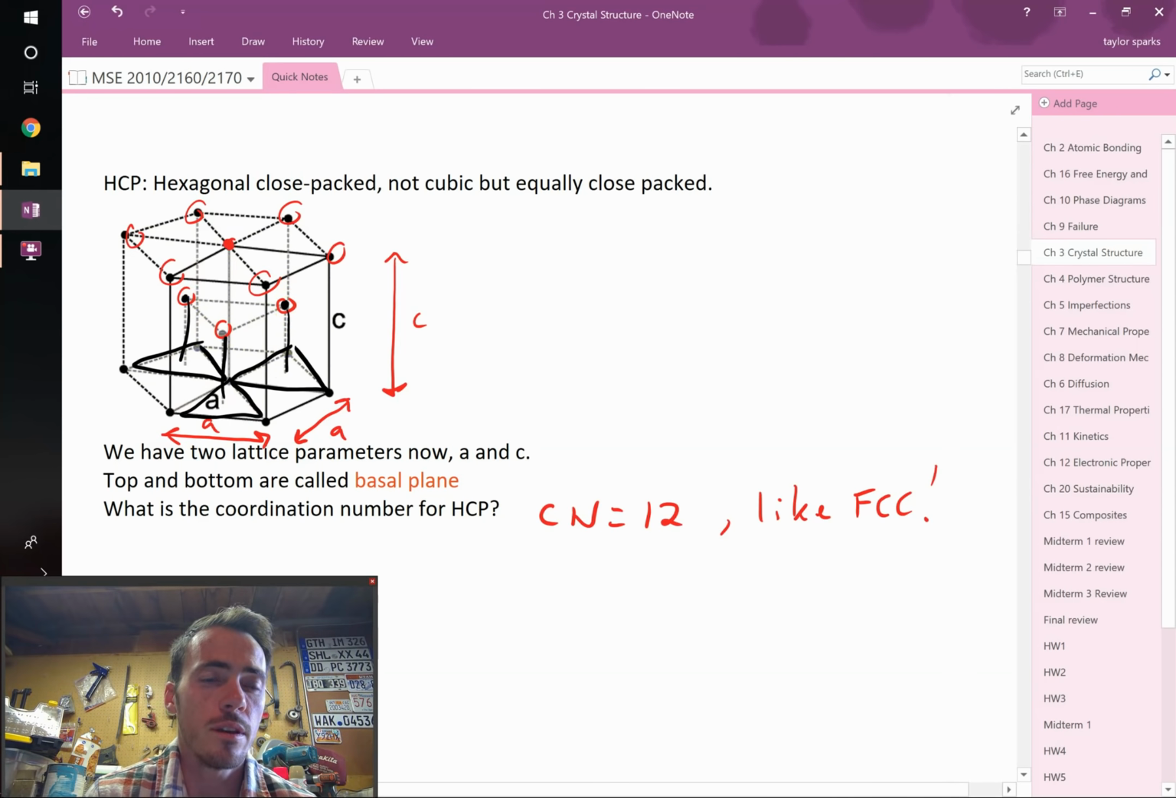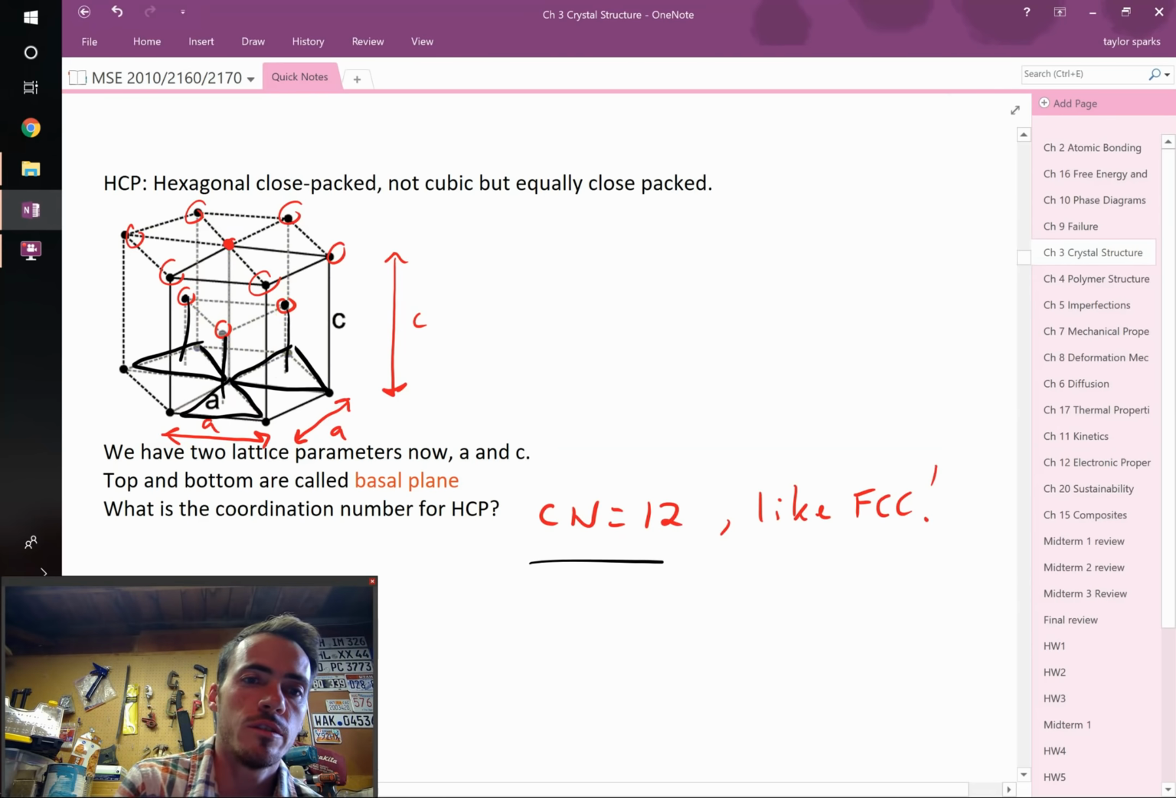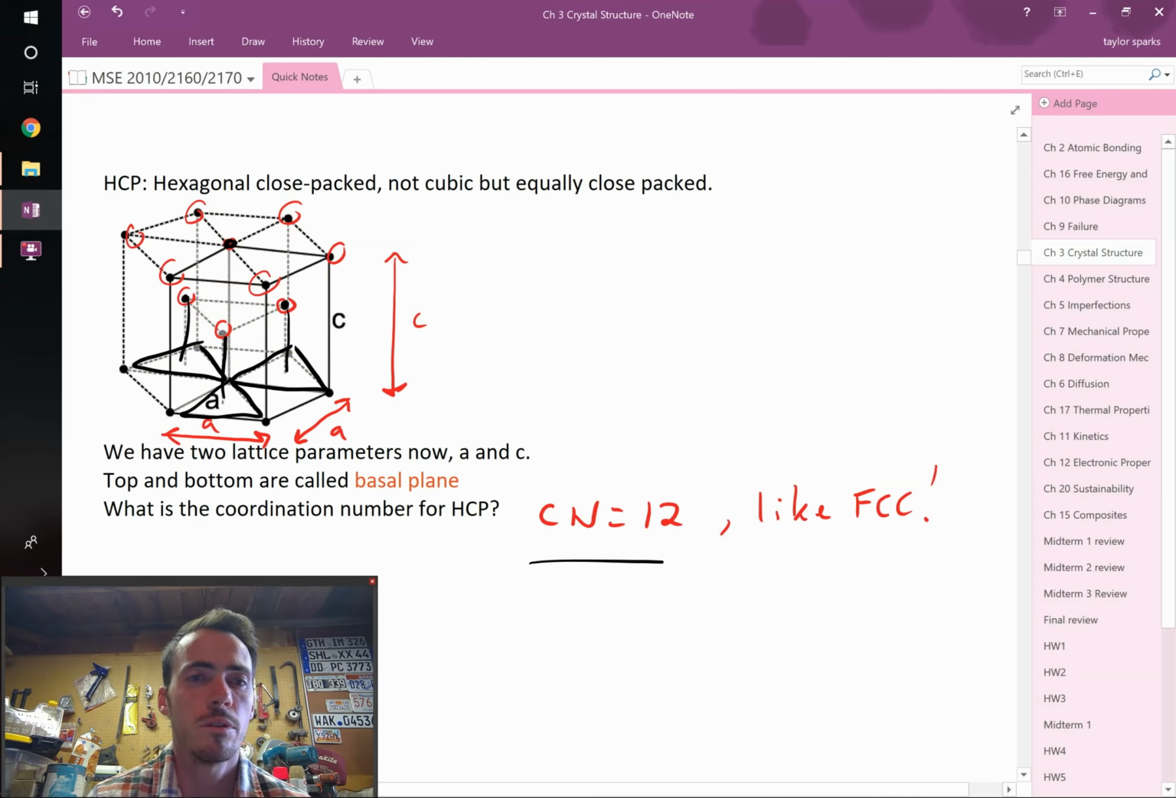Therefore, what's the coordination number? It's 12, just like at FCC. We talked about that in class. You take this guy in the middle. It's got the 6 around him. It's got 3 below and 3 above. That's 6 plus 3 plus 3. That's 12 for coordination number.